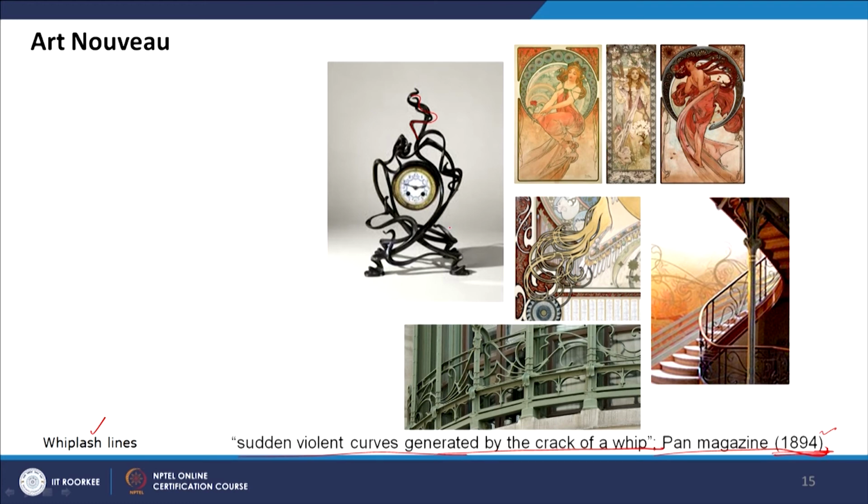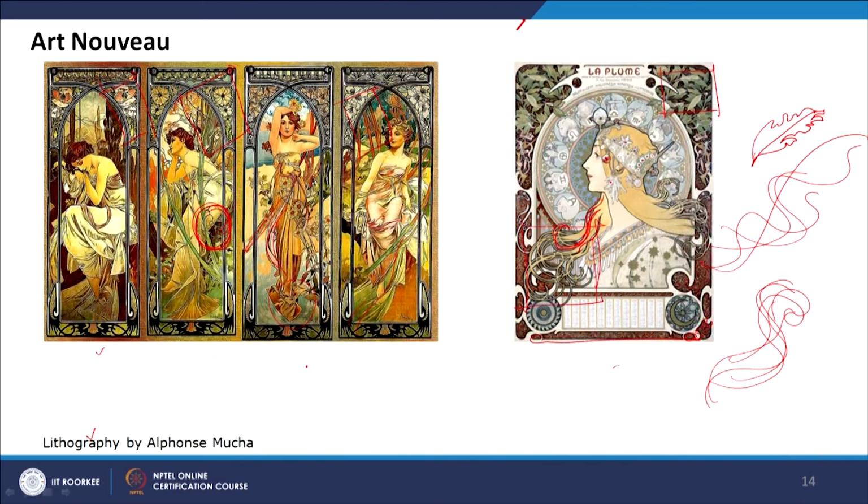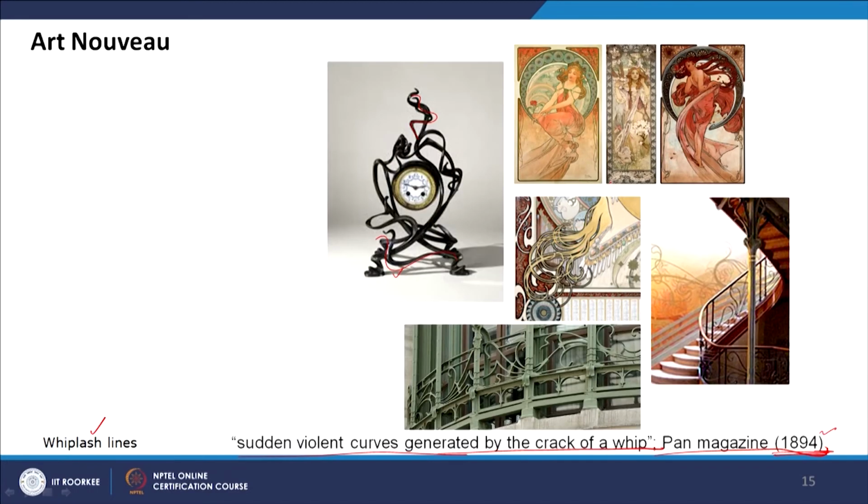So if you look carefully in the product design, the whiplash lines are there, and this is Alfonso Mucha's painting. Similarly here, and Hotel Tassel, again this is Hotel Solvay's outside wall. Again, you see the whiplash patterns are there, and in Alfonso Mucha's other lithographic works, the same whiplash lines. If you look at the hair, the drapery, you will see the whiplash lines were used in painting, in the wallpaper, in the product design. So this is the style of Art Nouveau.